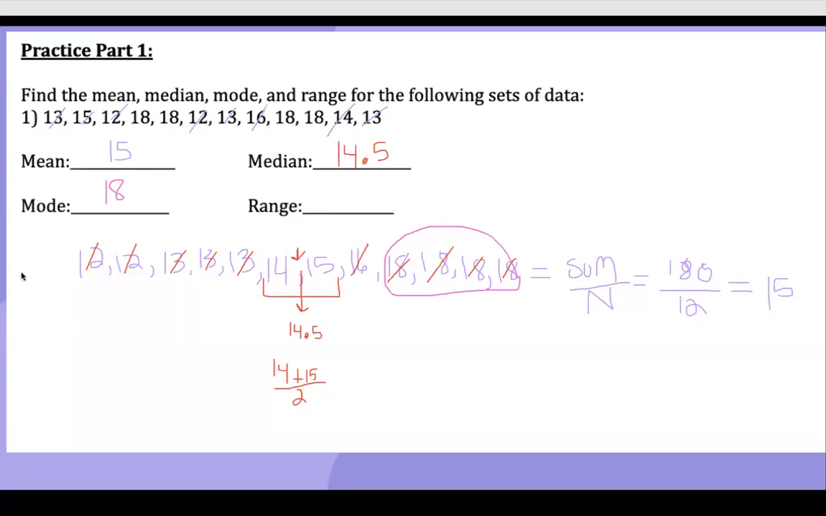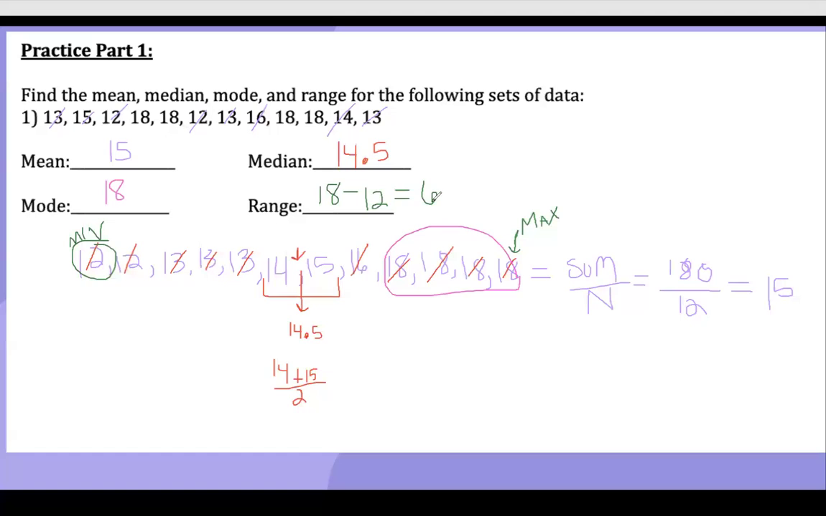And then the last one, the range. It is the max minus the min. My maximum number is 18. So I'm going to take 18 and subtract the minimum, which is here, 12. So 18 minus 12 gives me 6. That means my range of data points is only 6 units long, from 18 to 12.